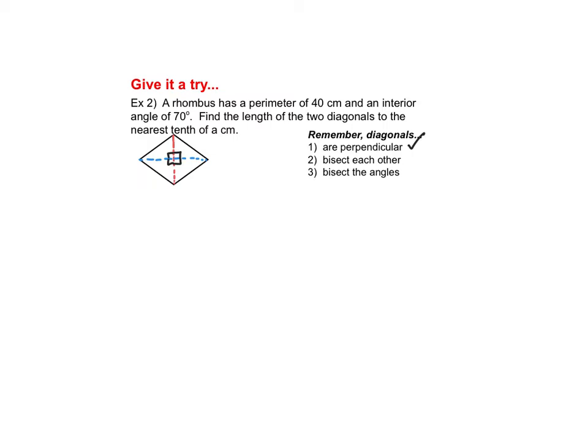The diagonals bisect each other, meaning that if I can find one side of this blue segment, I will also know the other side. And the diagonals bisect the angles, meaning that this angle here has been cut in half, has been bisected. This angle here has also been bisected.